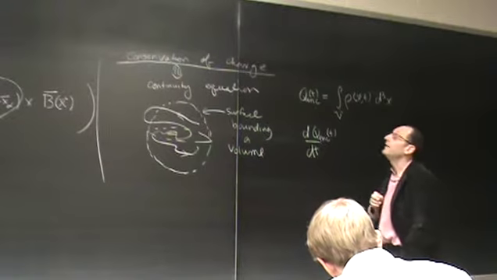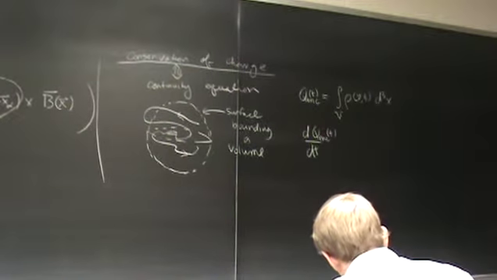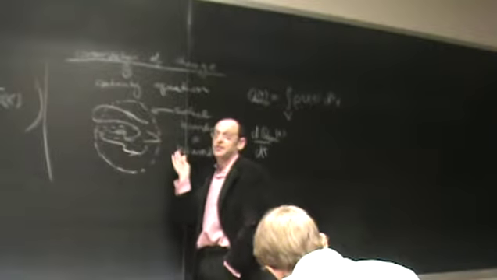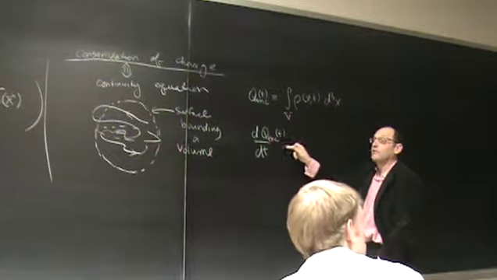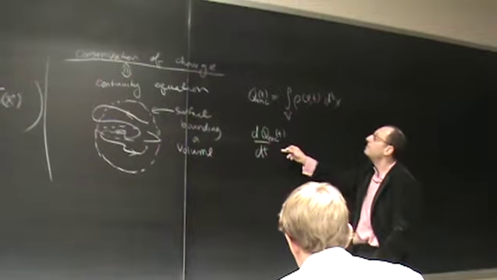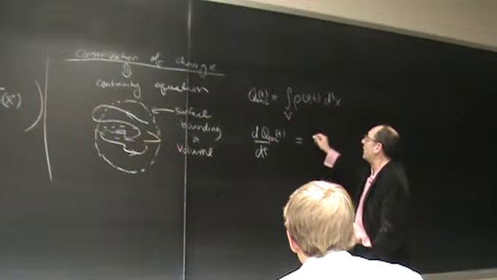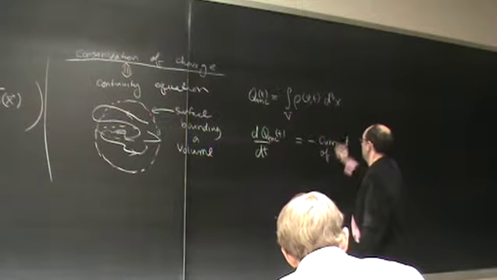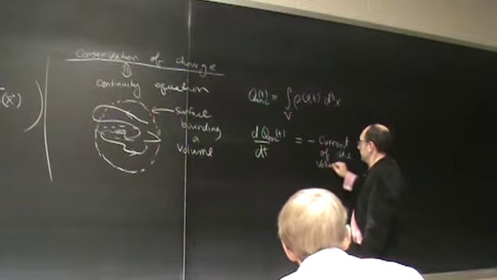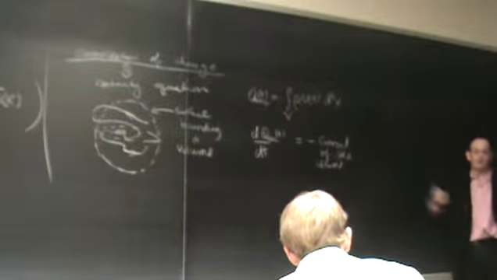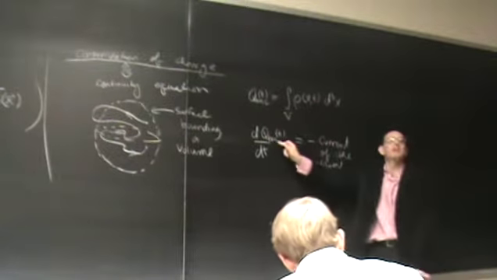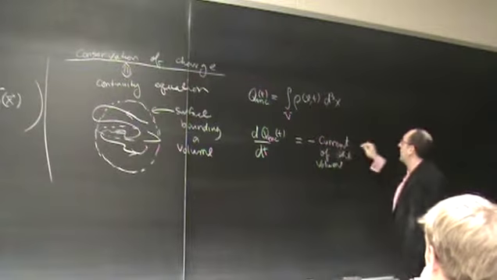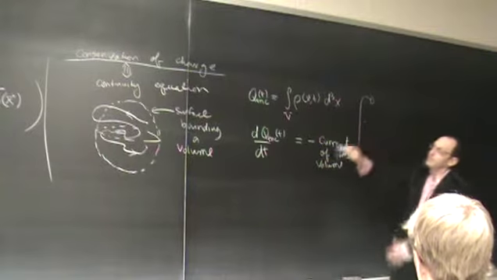Well, if there's a continuity equation, that's to say, if there is conservation of charge, the only way that changes is because there is charge flowing out of or into the volume. So the rate of change of the amount of charge enclosed in this volume as a function of time is equal to minus the current out of the volume. Okay, if there's stuff flowing in, then this is negative, and that's an increase in charge. If it's flowing out, then it's a decrease in charge. Therefore, the minus sign.